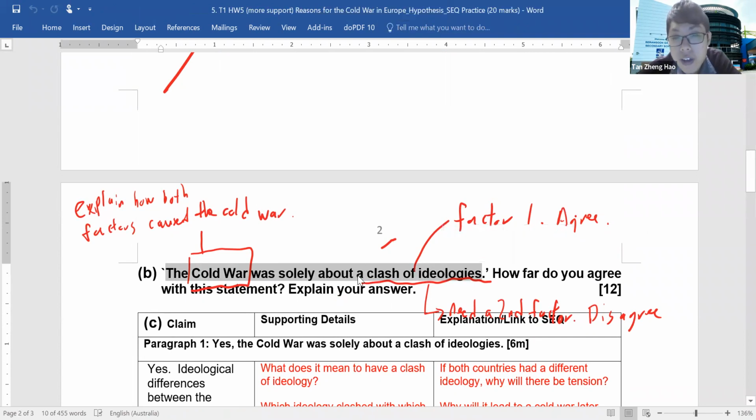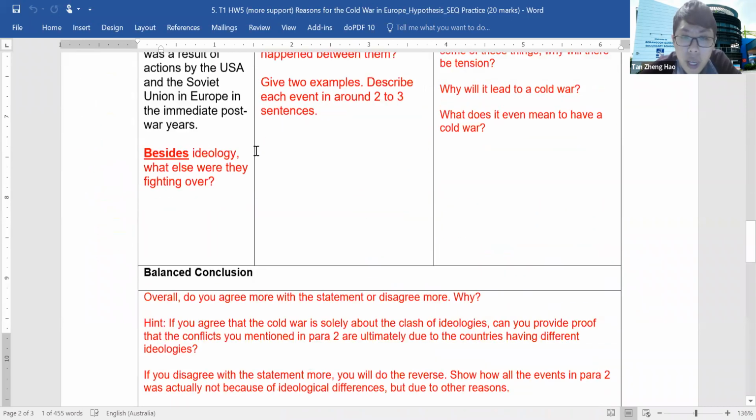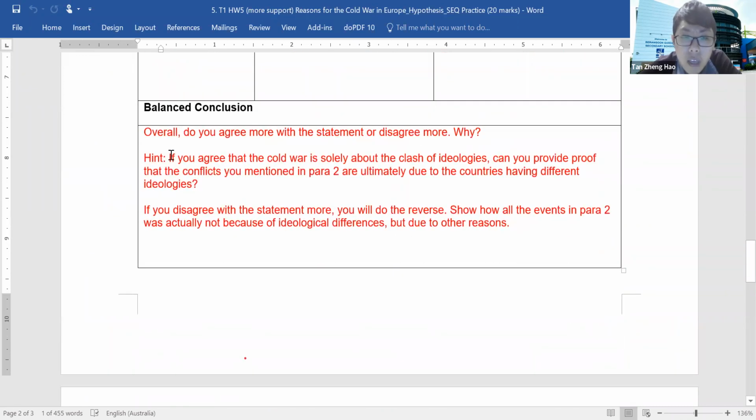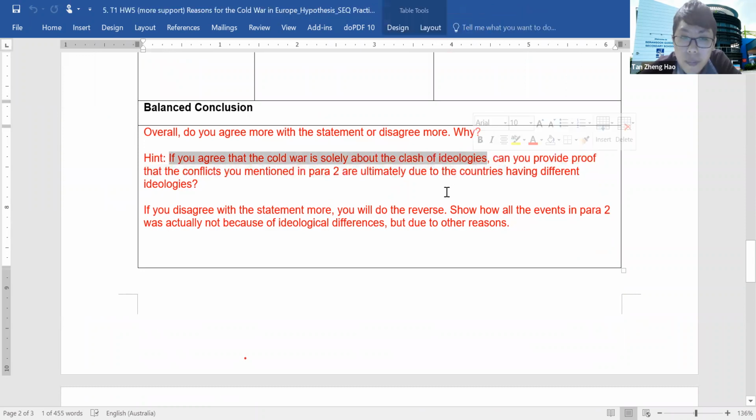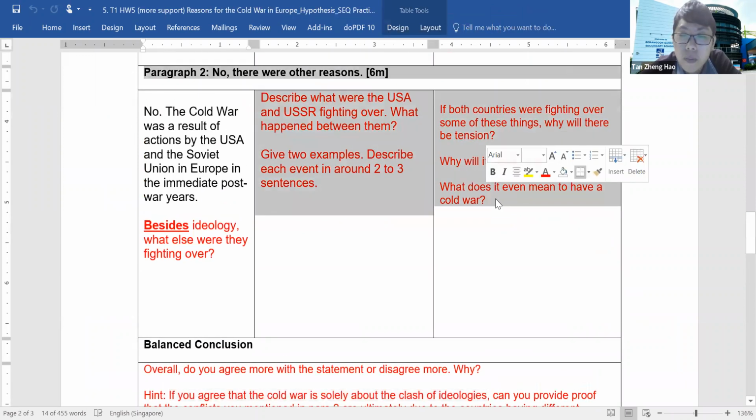This kind of statement is always very easy to disagree with, because when they say it's solely, it's a very bold statement and it's very easy to counter it. So there are two possible ways to write. You can agree or disagree. If you choose to agree that the Cold War is solely about a clash of ideology, you need to look at paragraph 2 and find some reason to put it down.